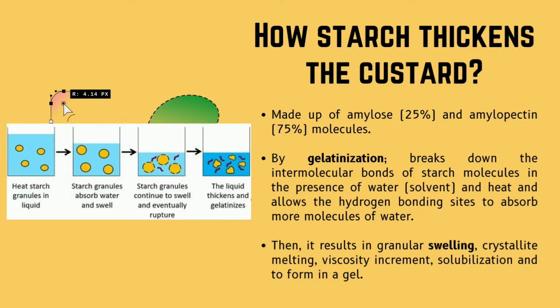So starch thickens the instant custard by a process called gelatinization, where the starch breaks down the intermolecular bonds of starch molecules with the presence of water, which acts as the solvent, and heat. Also, it allows the hydrogen bonding sites to absorb more molecules of water. Then, it results in granular swelling, crystallite melting, viscosity increment, solubilization, and the formation of an inner gel.